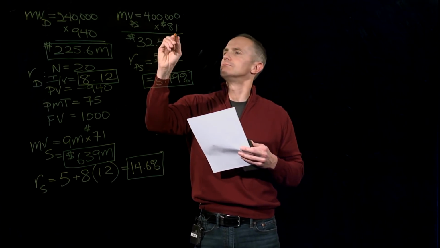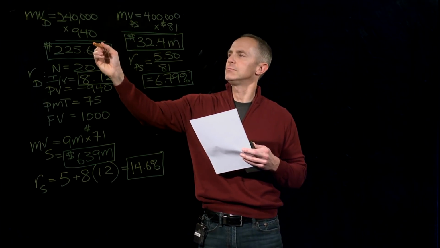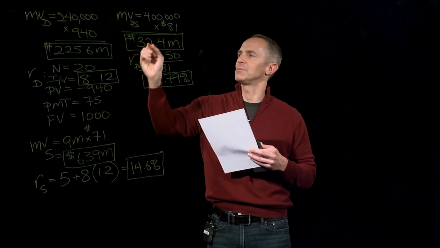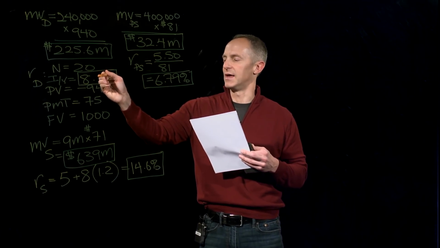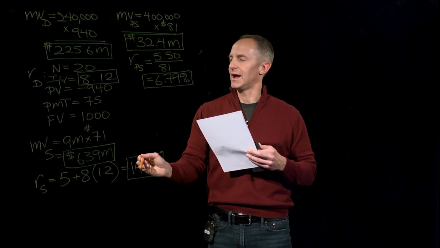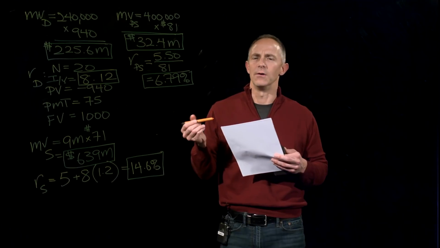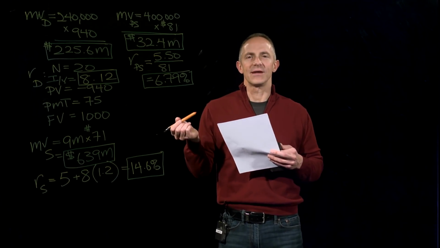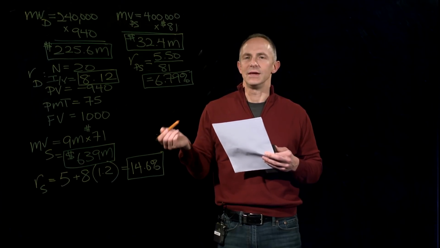So what have we done so far? We've calculated the market value of the debt, the market value of the common stock, and the market value of the preferred stock. We've also calculated the cost of the debt, pre-tax. We also calculated the cost of the common stock and the cost of the preferred stock. So we need to do one more set of calculations. We need to convert these market values into weights.